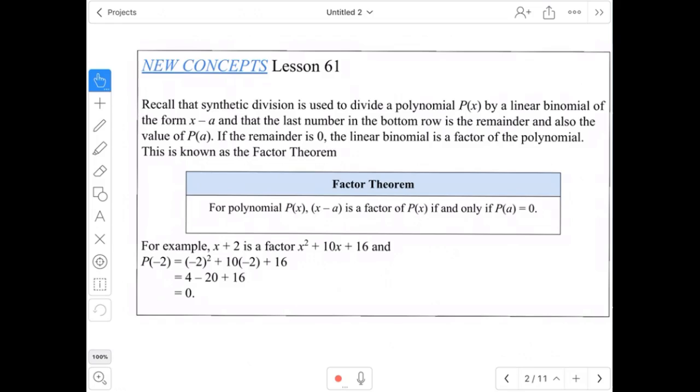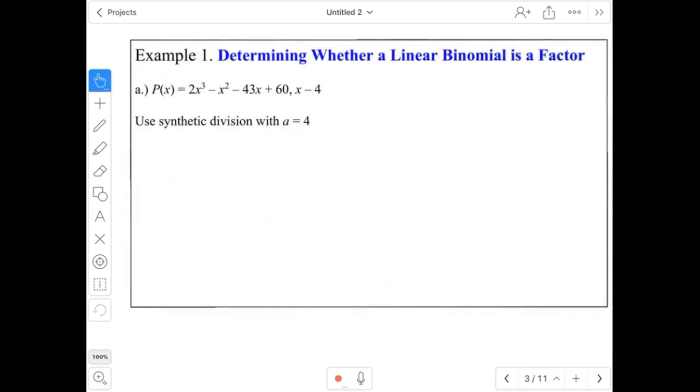So if we have a polynomial and we use synthetic division or divide by x minus a, and we get no remainder in the end, that means that our answer would be kind of like what is left over, and whatever we divided by, that would be a factor of that entire polynomial. So let's take a look at this.